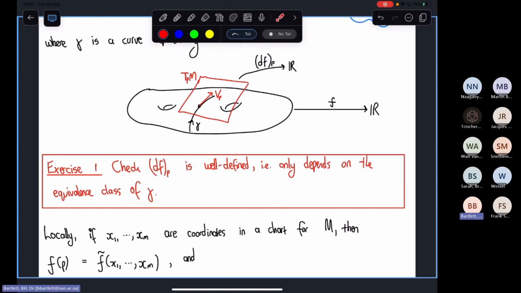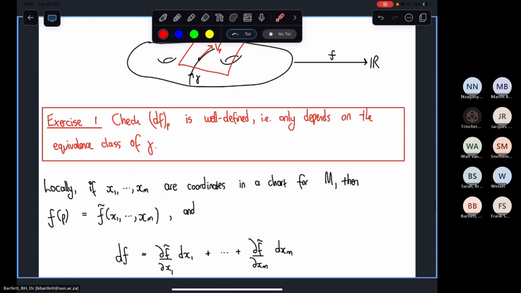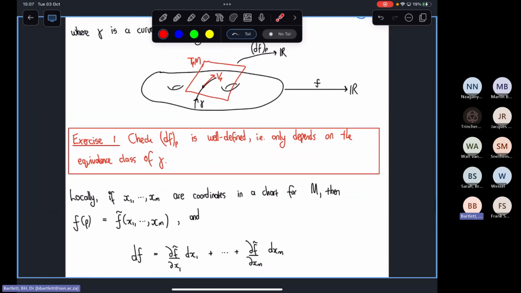So locally, if you've got coordinates in a chart for M, then you can write my function f as f tilde of those coordinates. And then the differential of f expands in terms of this coordinate basis for the dual of the tangent space as just the partial derivative of f tilde with respect to x1 times dx1 plus dot dot dot plus the partial derivative of f tilde with respect to xm times dxm.